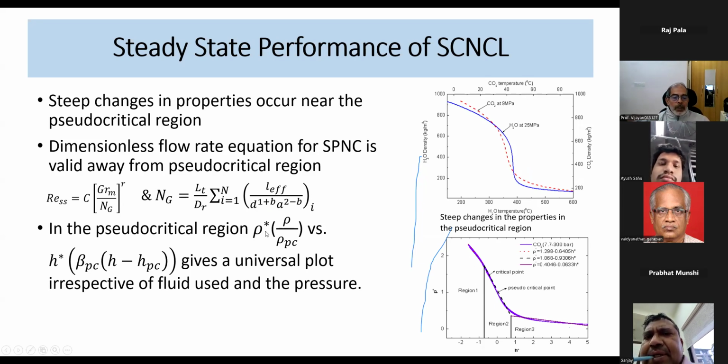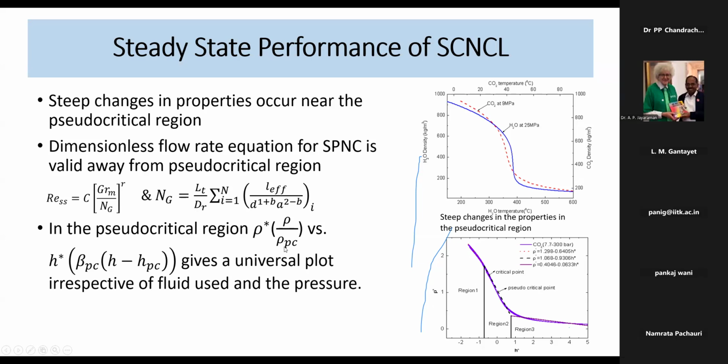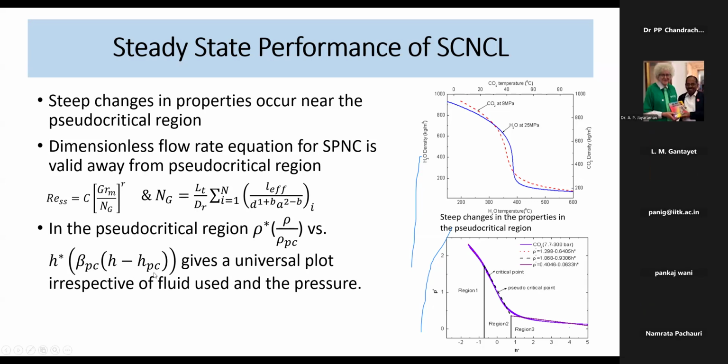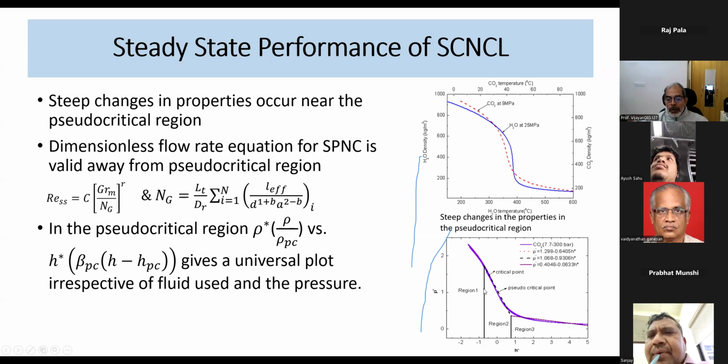For example, Ambrosini and Sharabi, in two recent papers, showed that if you plot rho star versus H star, where rho star is rho by rho PC, that means density divided by density at the pseudocritical point, and here again, PC stands for pseudocritical point, then they found that for all the fluids, it actually goes through a unified curve. It all becomes a single curve.